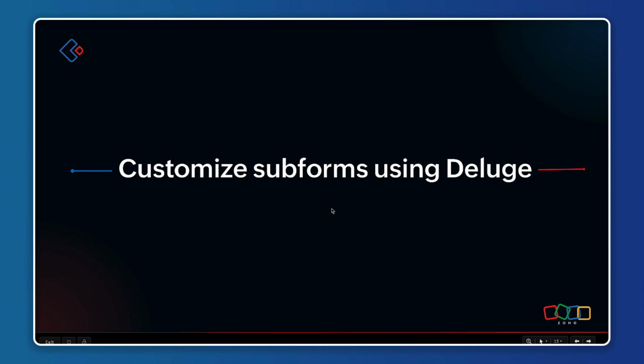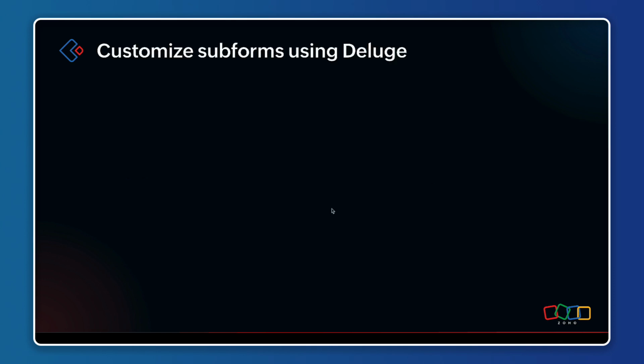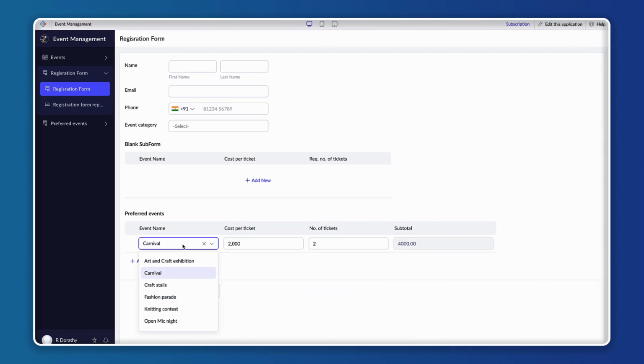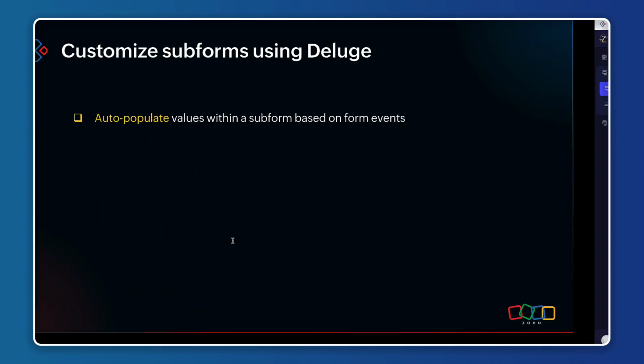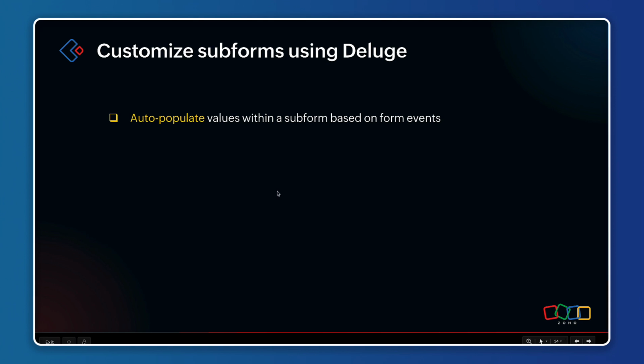So once all the required subforms are brought into your application, you can bring in automation based on the subform using your Deluge scripting language. So few automations are listed over here. The first one is you can auto-populate values within your subform. For instance, whenever I select an event name, if you'd like to auto-populate the original cost per ticket, that can be achieved using your Deluge scripting language. And this is based on a subform that you have within the application, right?